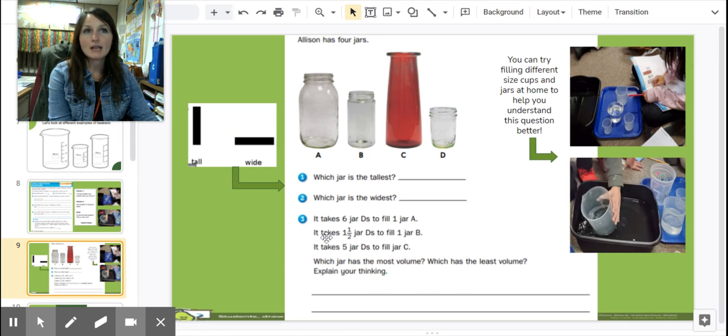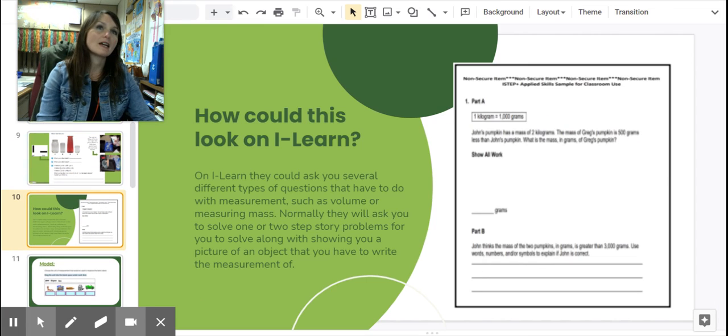And then I want you to answer this question. Which jar has the most volume and which has the least volume? Which one can hold the most liquid and which one can hold the least amount of liquid? And go ahead and tell me why you say that. This is something that could be on iLearn. They ask lots of different types of measurement questions, and these are going to be focused on volume and mass. So I'm going to pause right here, and then I'm going to come back and show you how to answer a question that might be on iLearn.